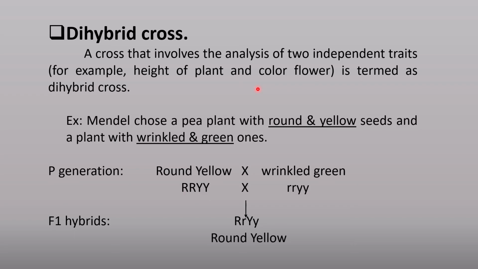So to analyze the dihybrid cross, Mendel chose a pea plant with round and yellow seeds and a plant with wrinkled and green seeds. Okay, so the parental generation had pure breeding round yellow seeds and pure breeding wrinkled green seeds, and the F1 hybrids were heterozygous round and yellow. They were double heterozygous.